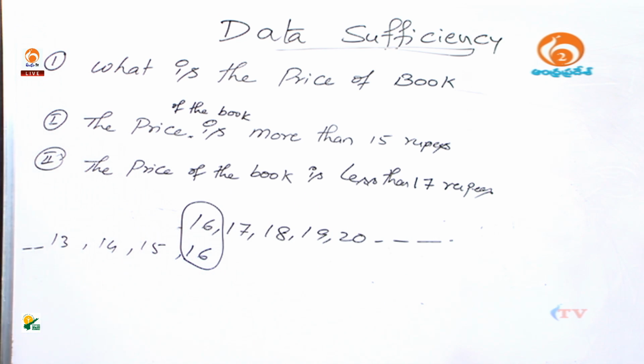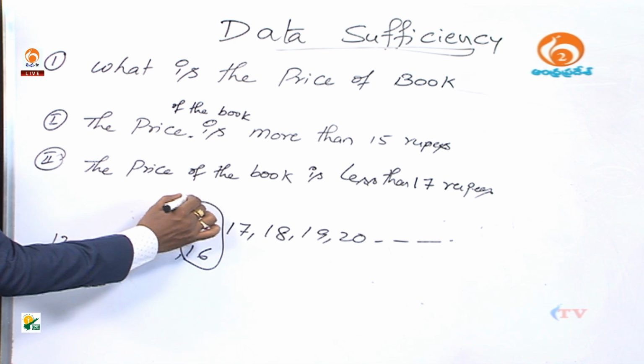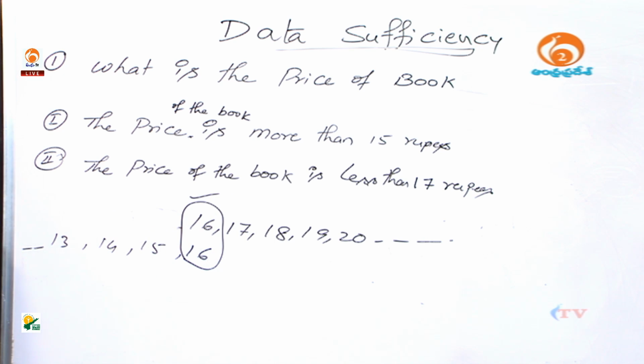That means either 16, 17, 18, something like that. And next, from the second conclusion, the price of the book is less than 17 rupees. Less than 17 means definitely either 16 or 15 or 14 or 13 and so on. So what is the common value between these two conclusions? It is 16. So the answer is that 16 is the price of the book by using conclusions 1 and 2.